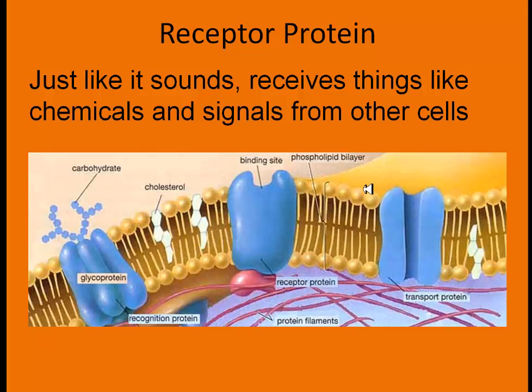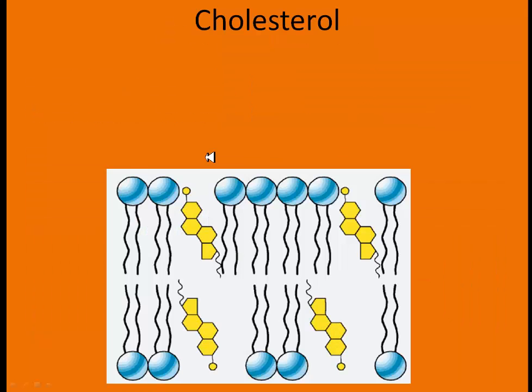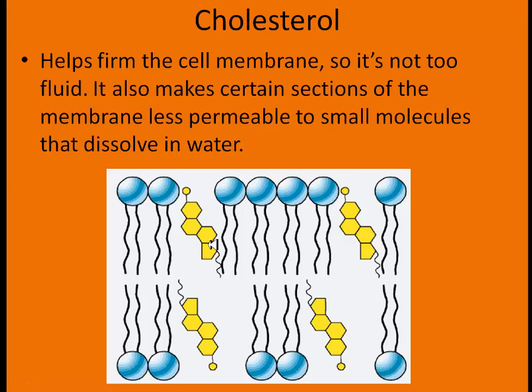There's that phospholipid bilayer, water-loving, water-afraid sections of it, philic and phobic. Then we've got cholesterol actually inside that phospholipid layer, and you remember these guys were dancing around and moving. These tend to actually kind of slow them down. They help firm up the whole cell membrane, so it's not too fluid. And also, in certain sections of this, it becomes less permeable, so that small molecules that dissolve in water can't get through it as well.